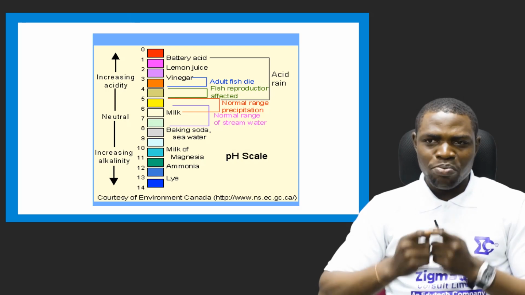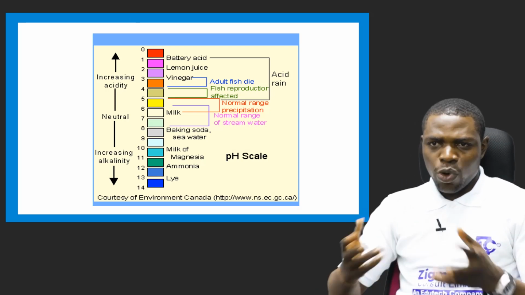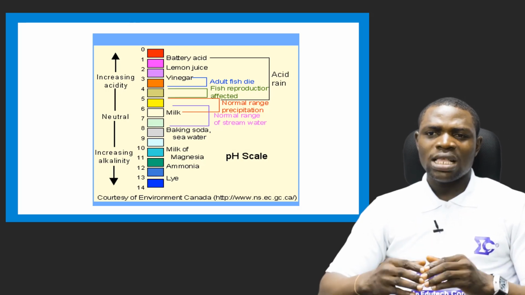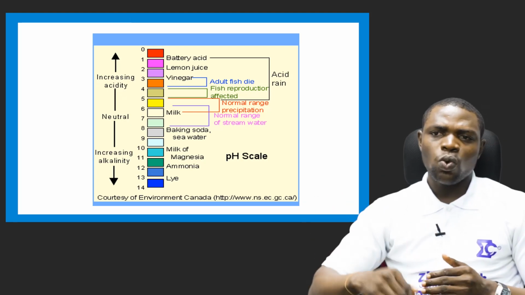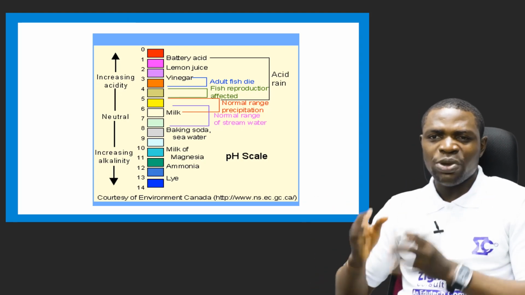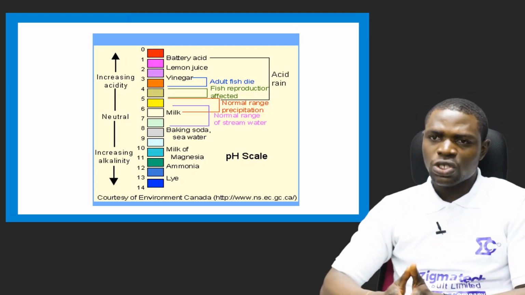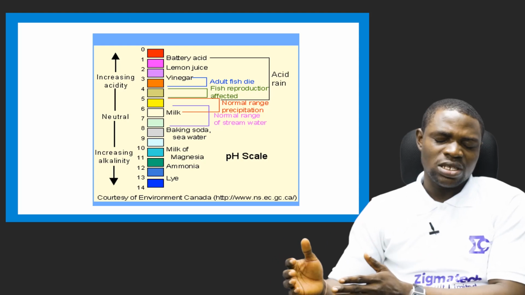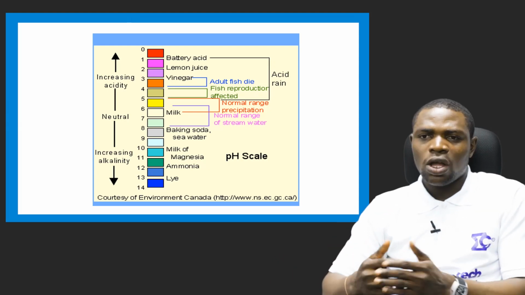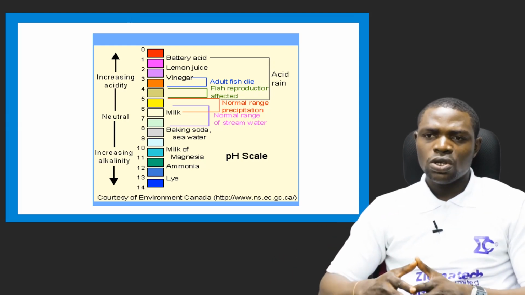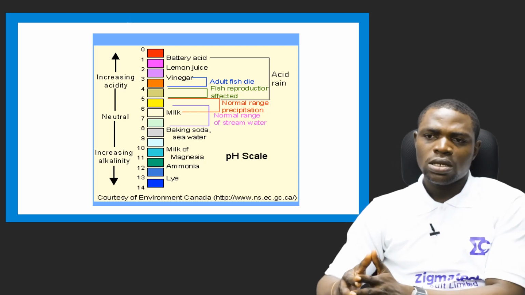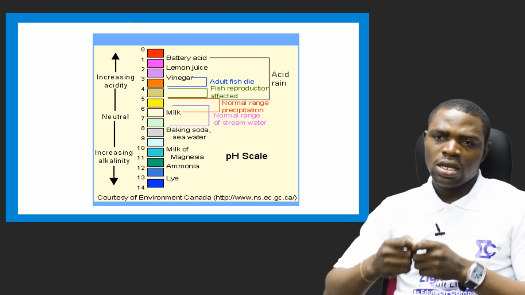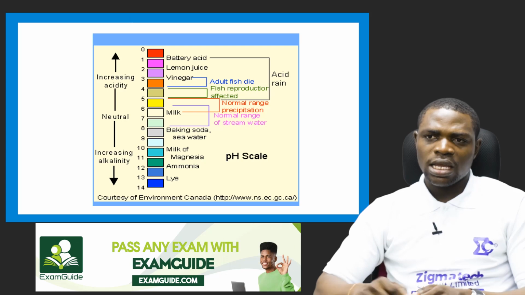Milk and ammonia actually have a close proximity to pH 7, and pH 7 is neutral, so they are less alkaline. They have a low alkaline content compared to the other chemicals that have a very high acidic or alkaline content.